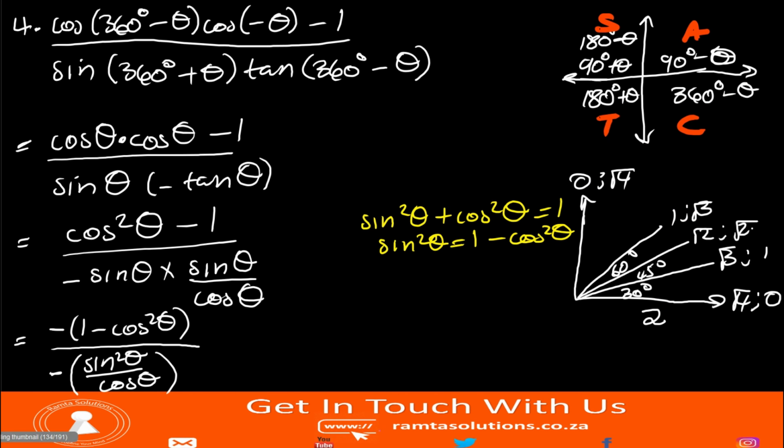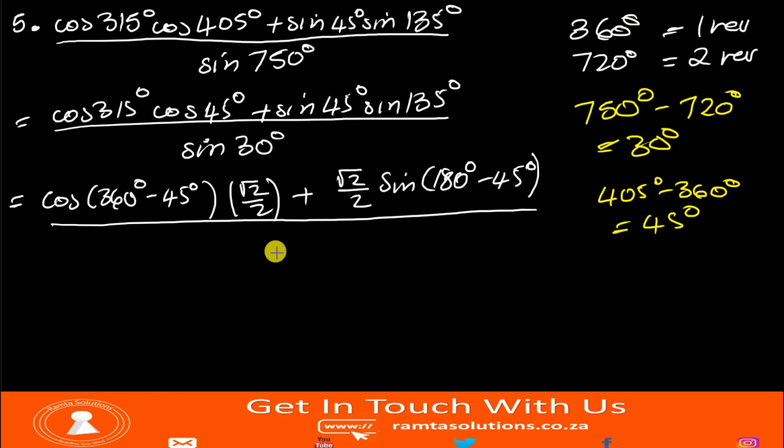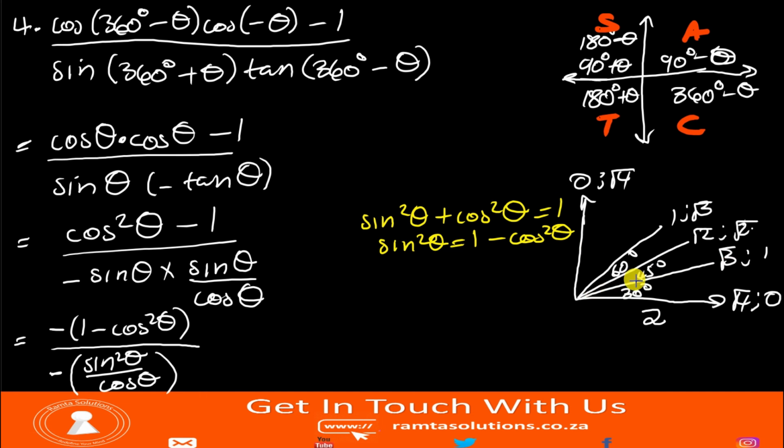If you don't know, let me show you. For 45, cosine is adjacent over hypotenuse. Sine is opposite over hypotenuse. Now, sine 135 is in the second quadrant. I can say 180 degrees minus 45. And sine 30 is half. Let's go back to confirm. 30 is opposite over hypotenuse. Yes, it's half.